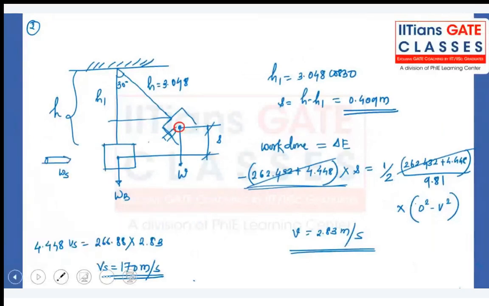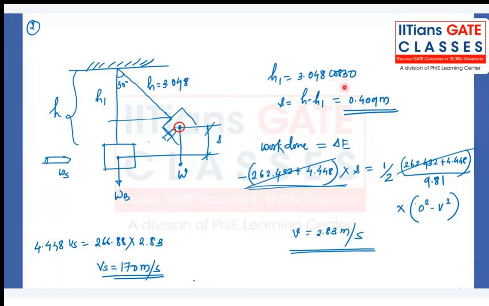So here, this is the force, okay, and into the displacement S. That is, we have just calculated. It is the difference between H and H1. H is 3.048 and H1 we just calculated, 3.048 cos of 30. You'll get the value of S.